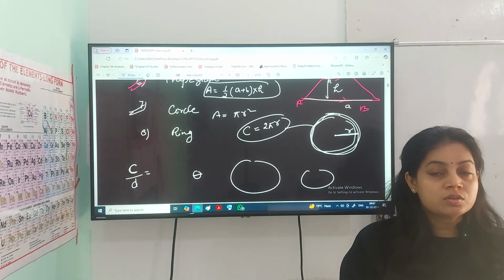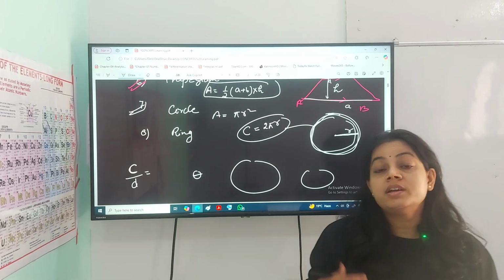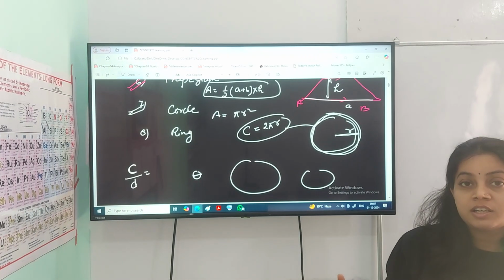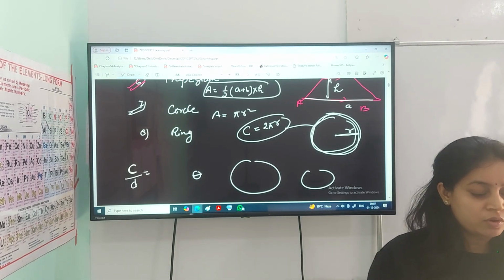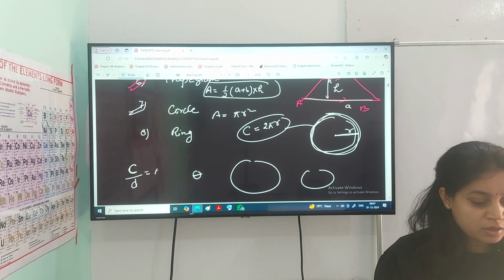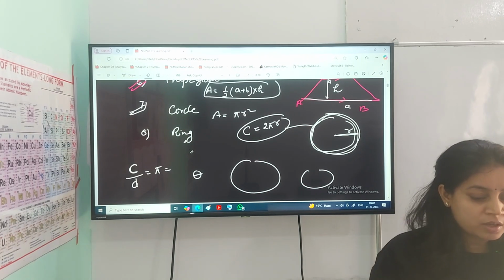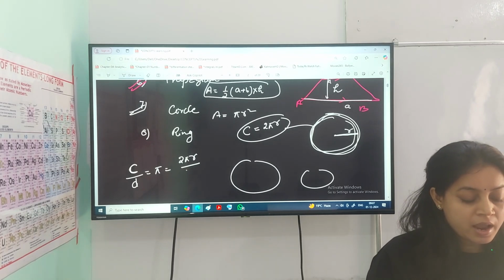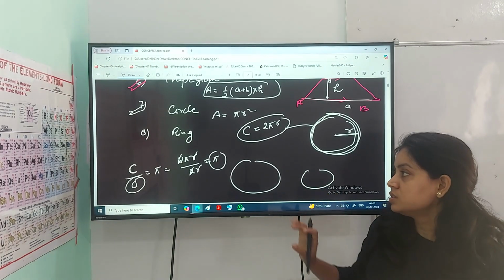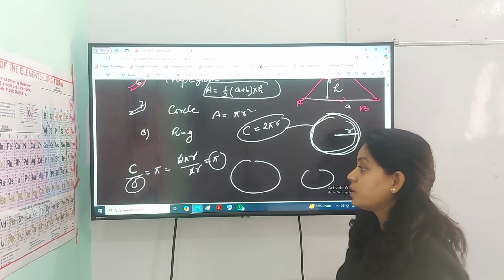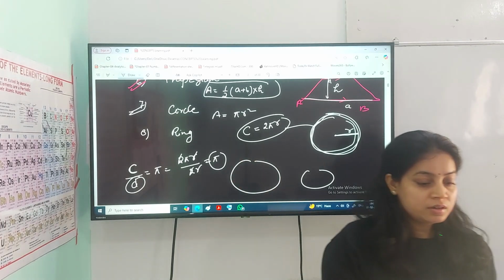That fixed value is known as pi, and pi is an irrational number. It is neither a terminating nor a repeating decimal. We take its value as 22 by 7 or 3.14, but this value is pi. You can simply see this: circumference of a circle is 2 pi r and diameter is definitely 2r. So if you divide it, you will get pi. So pi is a constant which was derived by him, and this was very, very interesting, right?